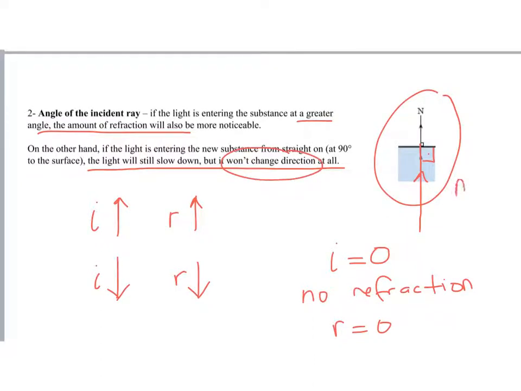For example, let's say this is N1, this is N2. N1 is bigger than N2, so the speed of light in that medium will be smaller than the speed of light in the second medium. There will be no refraction because there is no angle of incidence.